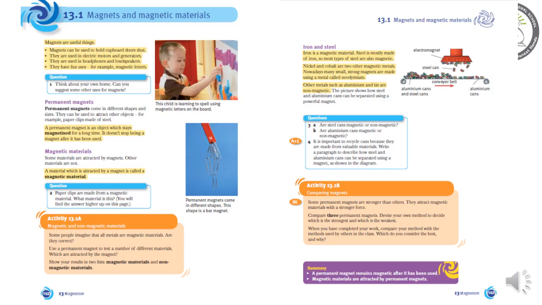Please highlight this lesson. It's on page 162. So the first paragraph is talking about the uses of magnets. Here, magnetize the permanent magnet. Permanent magnet, what do you mean by it? Here, magnetic materials are the materials which are attracted by a magnet. And here, there are examples of magnetic material and non-magnetic material. Iron, steel, nickel, cobalt are magnetic materials.